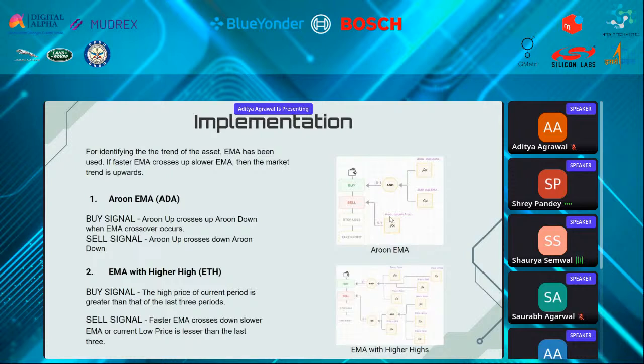For the second method, we are using a similar and simple concept: when the high price of the current period is more than that of the last 3 periods, we buy. And for selling, whenever the faster EMA crosses down the slower EMA, or the current low price is lesser than the last 3 low prices, we sell.